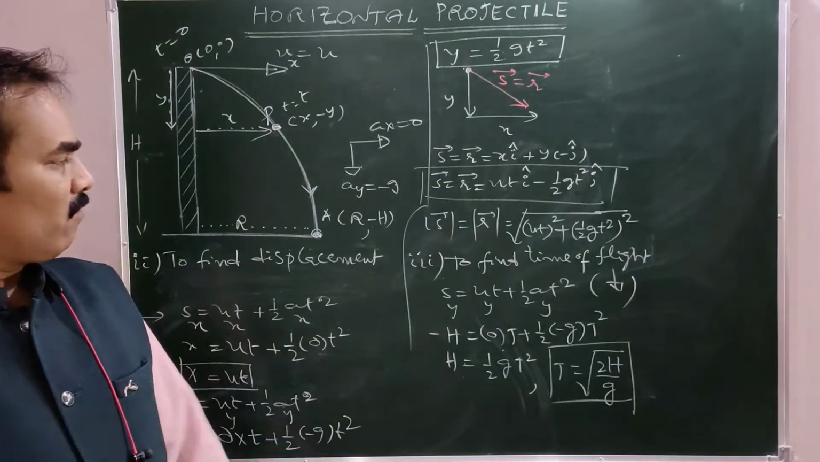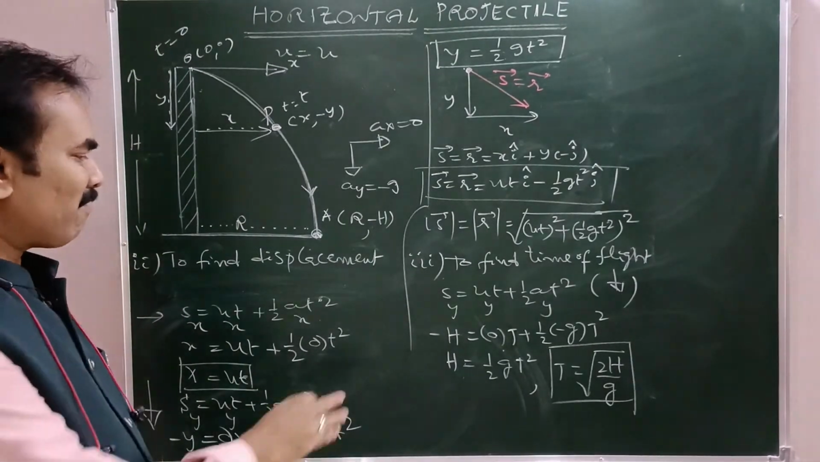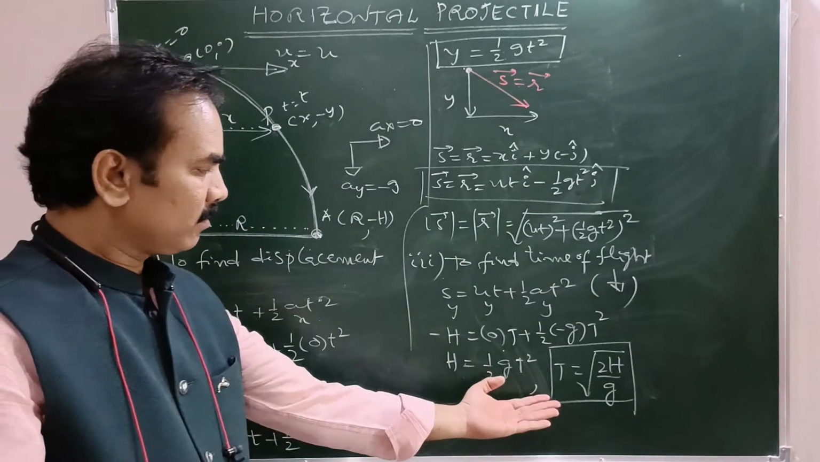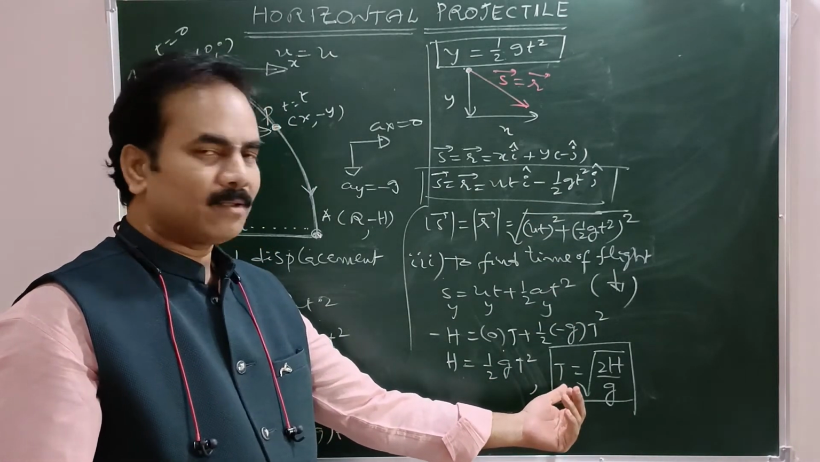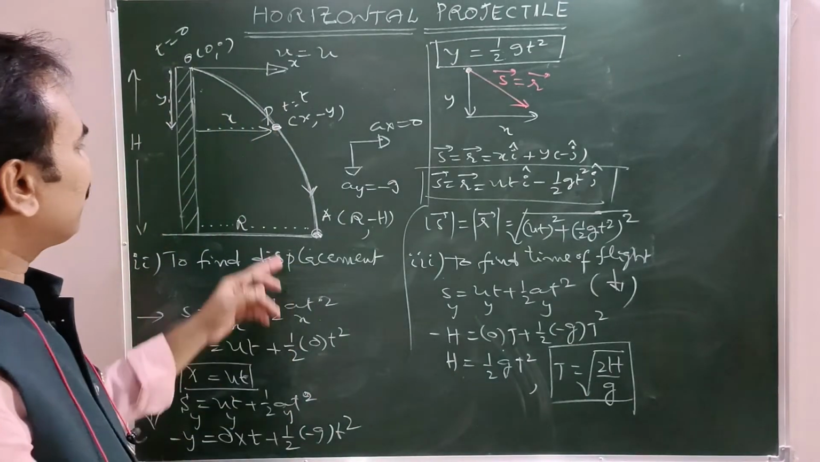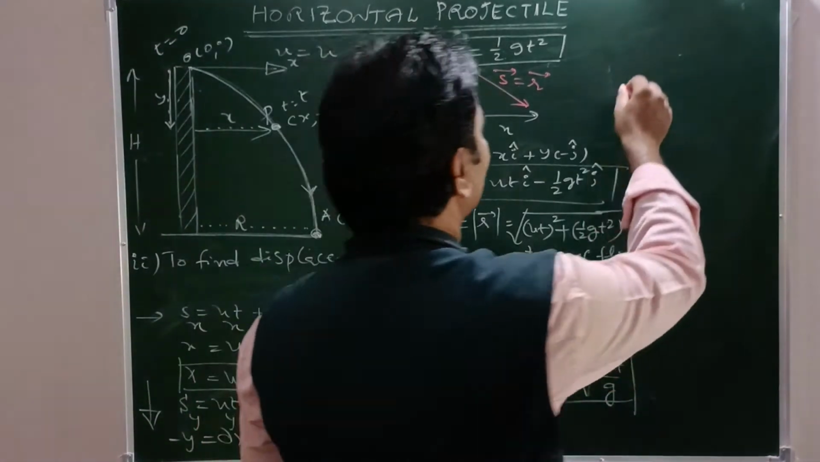Okay. Now, how to find range? So time of flight, we got the expression for time of flight. Simply, this is the equation for a freely falling body. Now coming to range, number 4.